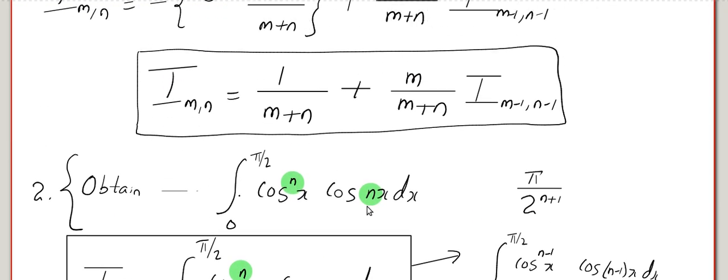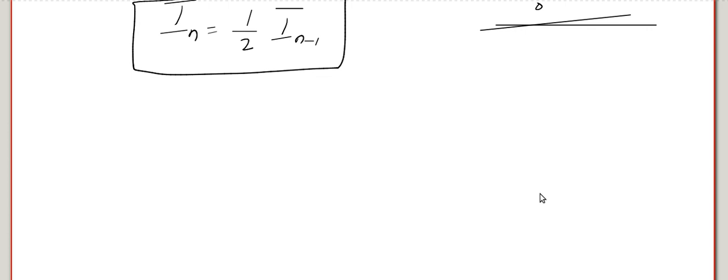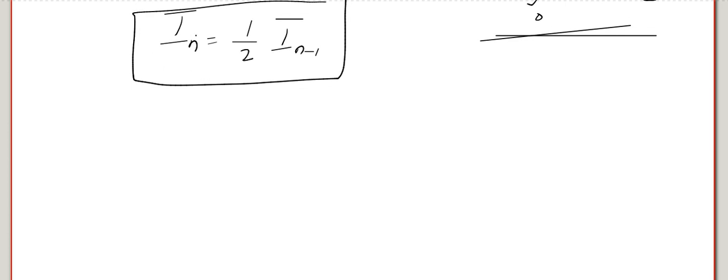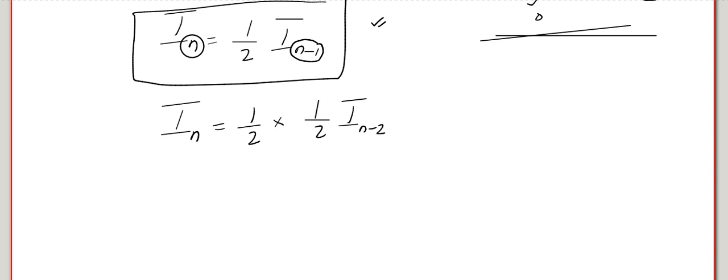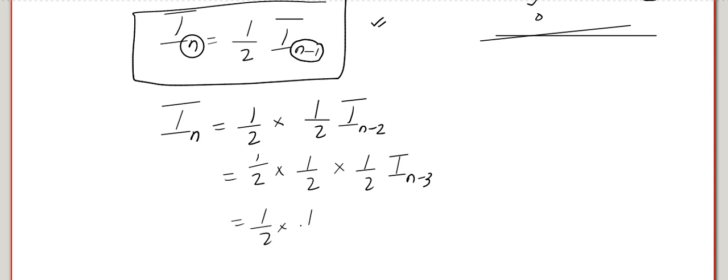They asked us to simplify the reduction formula and prove that the answer is pi by 2 to the power n plus 1. Of course, that's very easy. You have to keep in mind this reduction formula, and first we will plug in n minus 1. So, we get 1 by 2 into 1 by 2 I n minus 2, and that will be 1 by 2 into 1 by 2 into 1 by 2 I n minus 3. That will be 1 by 2 into 1 by 2 into 1 by 2 into, it keeps on going till we get I 0.